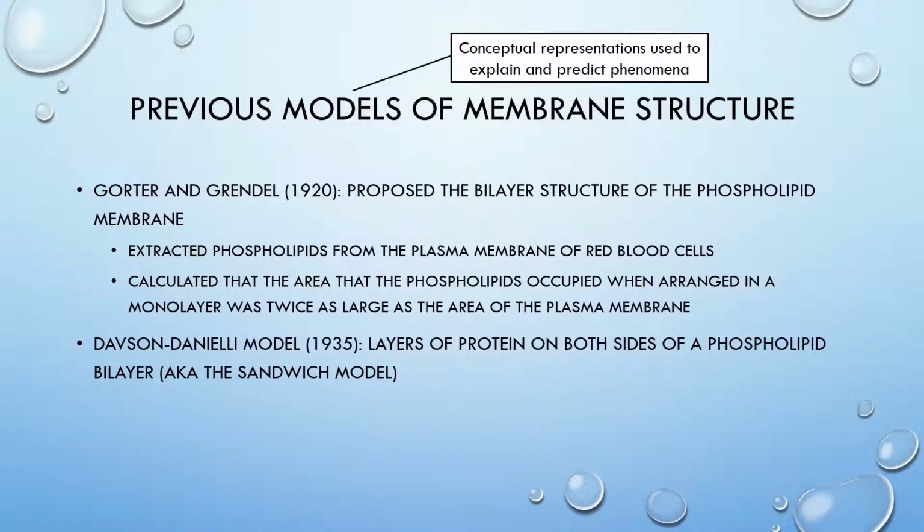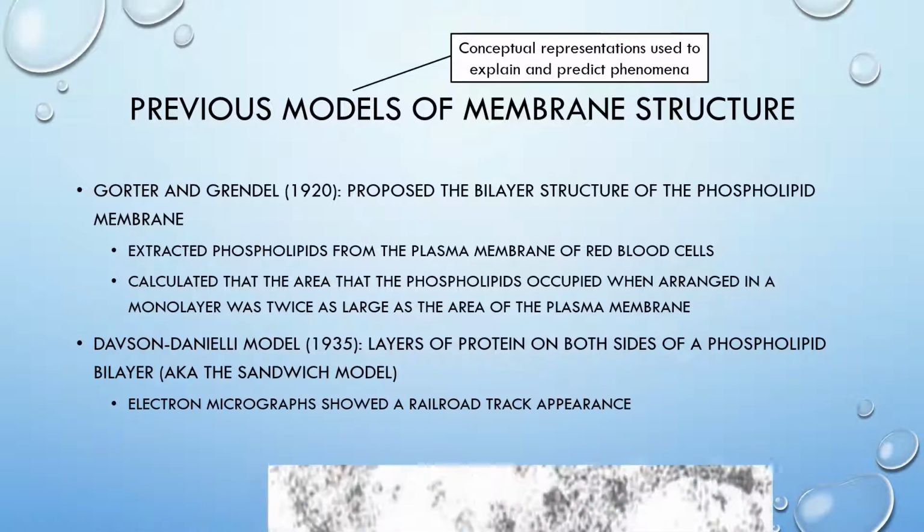The Davson-Danielli model of 1935 took the findings of Gorter and Grendel and said that two layers of protein surrounded a phospholipid bilayer like a sandwich. Therefore, this Davson-Danielli model was also known as the sandwich model. How did they come to this conclusion? Well, they looked at electron micrographs and saw that they showed a railroad track appearance.